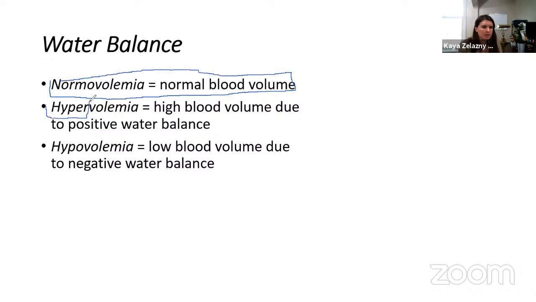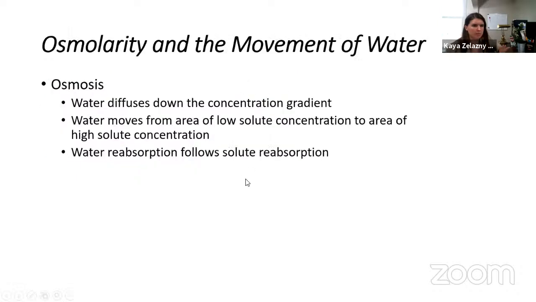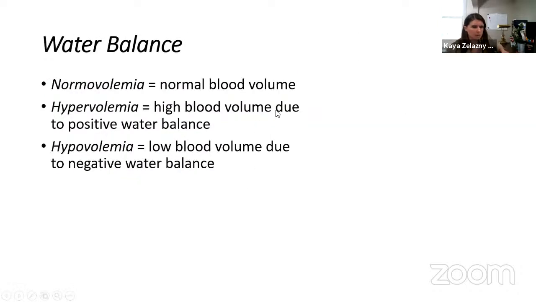Hypervolemia, hyper means more, right? So we have high blood volume due to positive water balance, because we have more input than we have output. Hypovolemia, hypo always means low. So if we had low blood volume, that would be due to negative water balance. So basically you'd be losing more water than you are taking in. Okay, so we will stop there for today and we'll pick up next time talking about osmosis, osmolarity, and the loop of Henle.